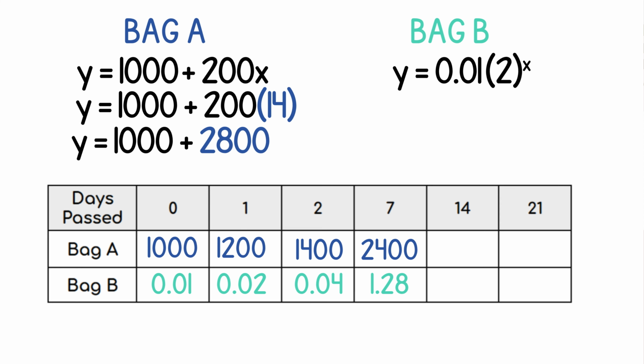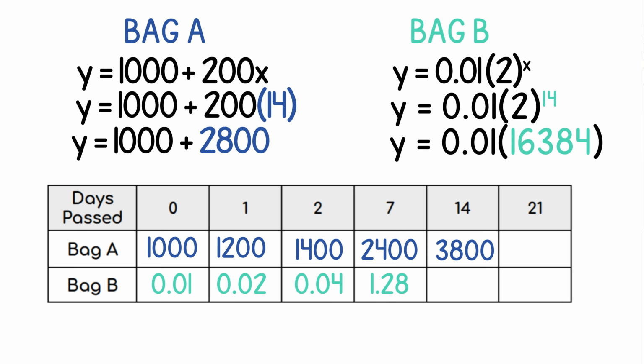And when we add that to the 1,000, we get 3,800. Now let's look at bag B. So x will become 14, and 2 to the 14th power gives us a value of 16,384. Now we'll multiply by the penny, which gives us an answer of $163.84. So bag A is still a lot bigger, but bag B looks like it's growing pretty quickly.